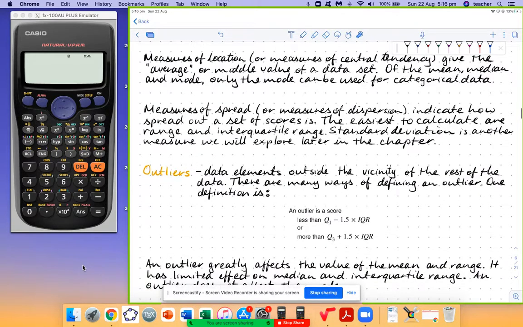We also talk about measures of spread, or we also call them measures of dispersion. Disperse means it spreads out, so it's just another name. It's how spread out the scores are.